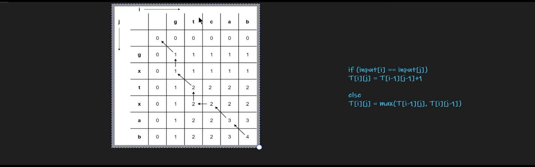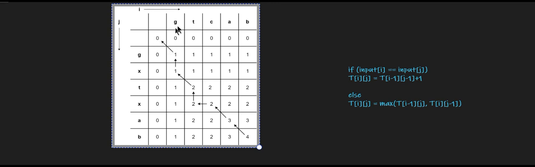Now we start by filling the matrix. So we compare the first character of the first string with the first character of the second string. Here we have G in the first string and G in the second string. They are common. So by using this logic, if input of I equals input of J, then the cell entry should be the increment of the upper left diagonal element. So we increment this 0 by 1, that is 1.